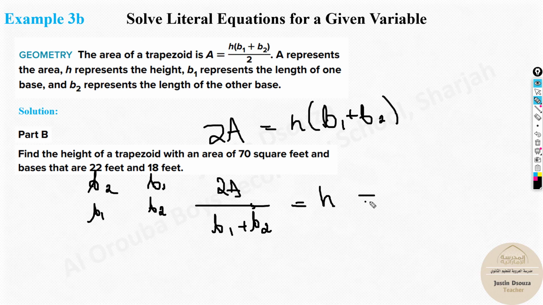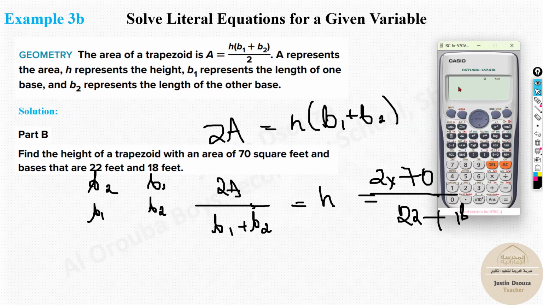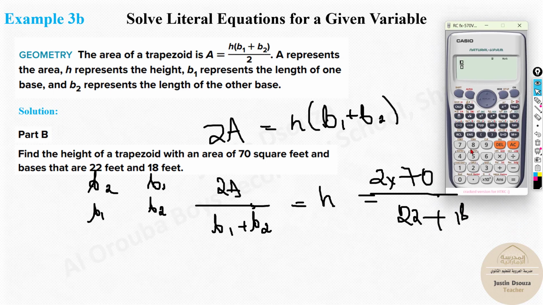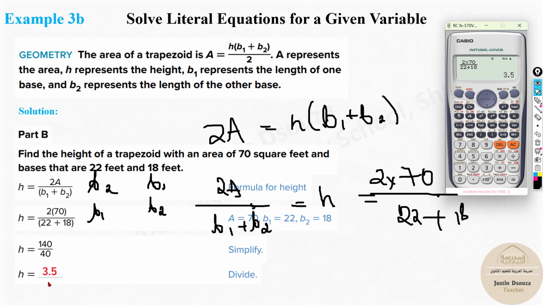I will directly write over here h equals, area is 70, 2 times 70 divided by 22 plus 18. That will give you the answer. All you need to do is put in the calculator 2 times 70 divided by 22 plus 18, and that gives you the answer 7 by 2 or 3.5 height. This is it. And that's in feet because all the units are in feet.